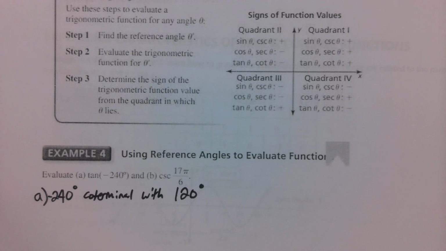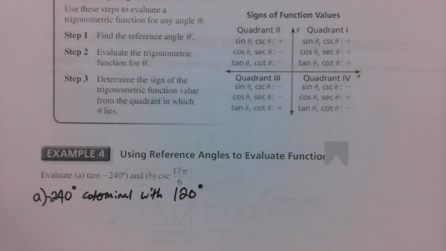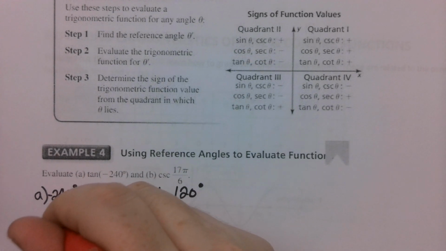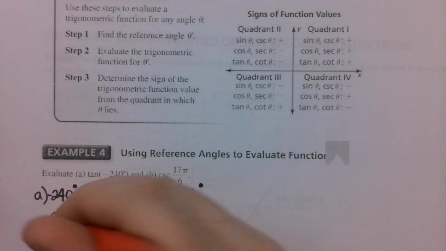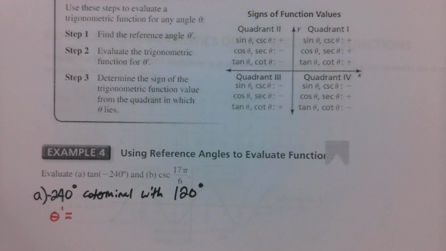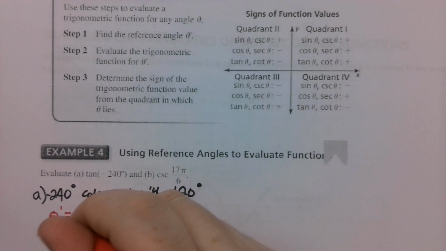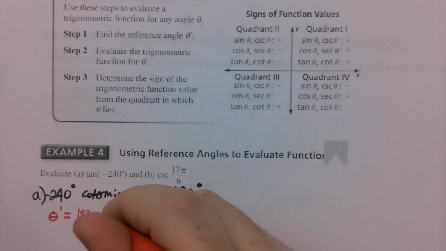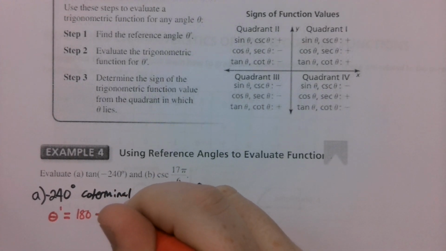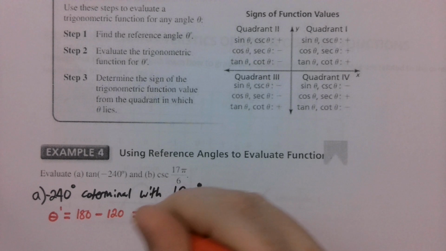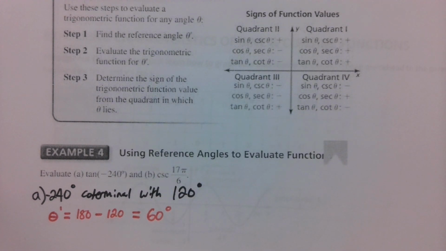Okay. So what's the reference angle to 120 degrees? We know 120 is bigger than 90, but it's less than 180, so it's in quadrant 2. The reference angle for something in quadrant 2 is to do 180 minus that angle. 180 minus 120 equals 60 degrees. So our reference angle is 60 degrees.